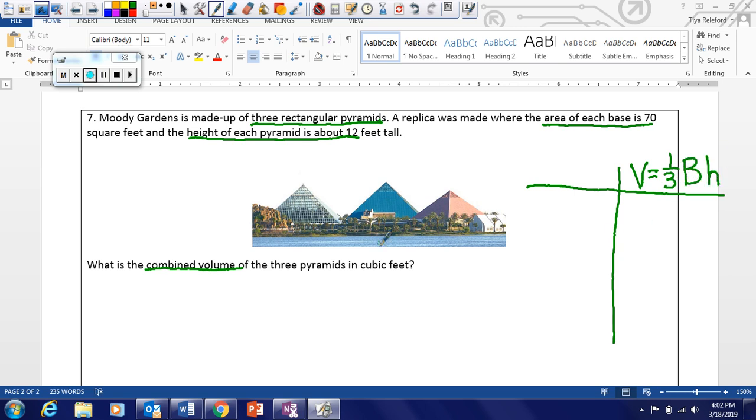from your reference chart, not your head. And it says it's a rectangular pyramid, so I'm going to need a rectangle formula probably. Now, do I actually have to solve this area? Area of each base is what? 70. They did it for me. I don't have to find it. This number is going to go in for capital B.